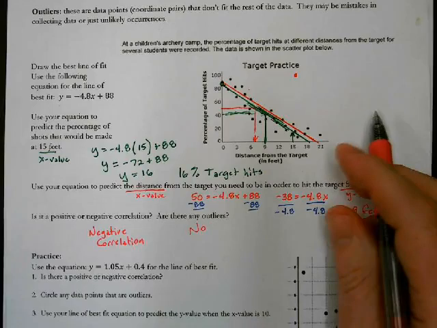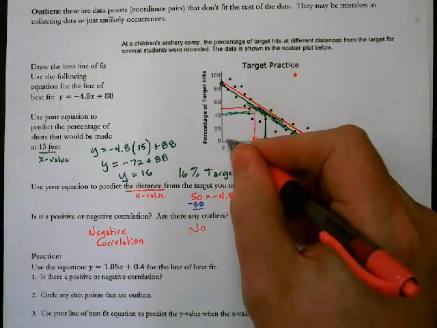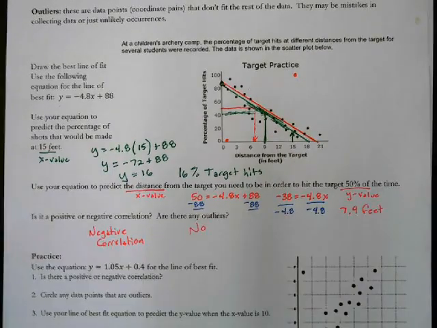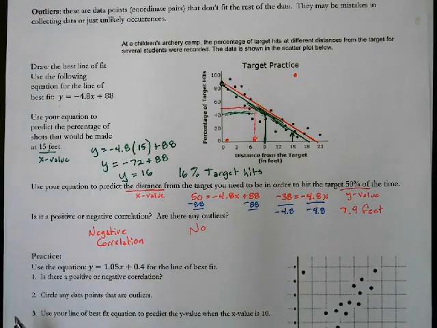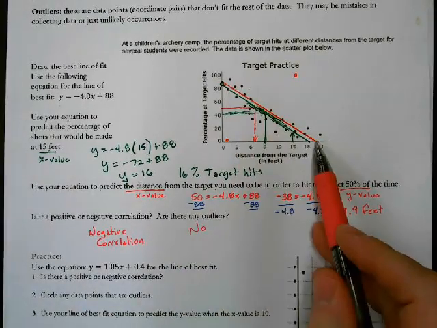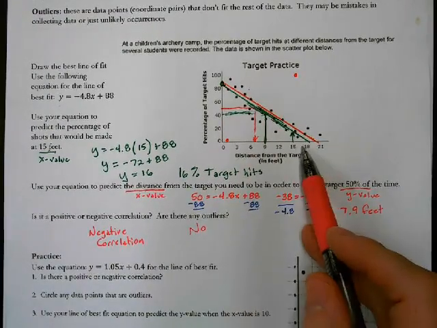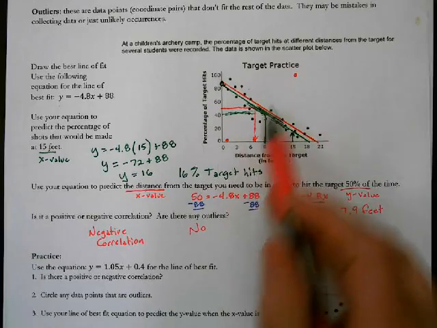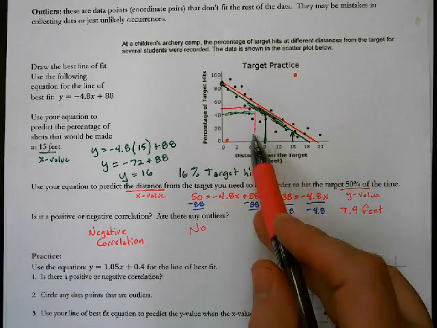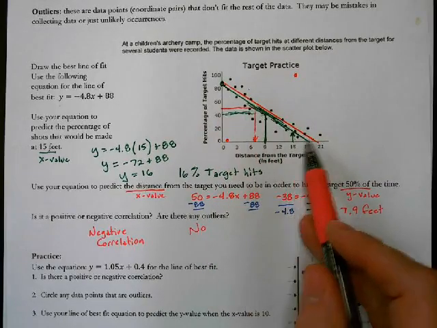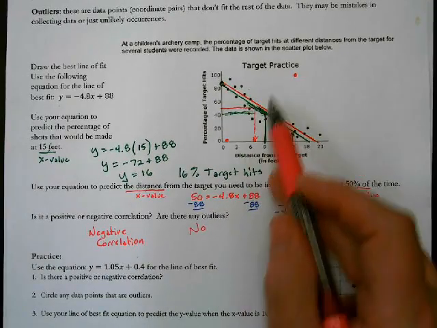What if we had another kid who was 1 foot away and only made 2% of his shots? That would be a point way over here. 1 foot away, 2% of our shots. That would be an outlier. That's way off of all of our other data. We would consider those outliers. When we're considering outliers, we don't really look at those for the best line of fit. We don't try to move our line to include those outliers. When we're doing our best line of fit, we're only looking at the majority of our data that is packed together. The outliers are not going to affect where we put our line of fit.